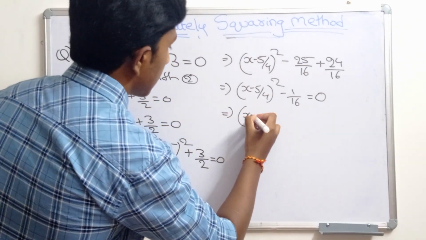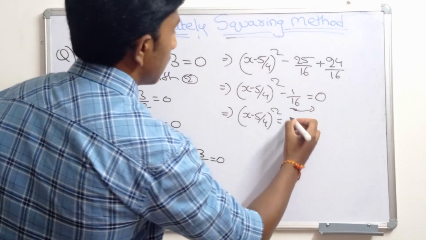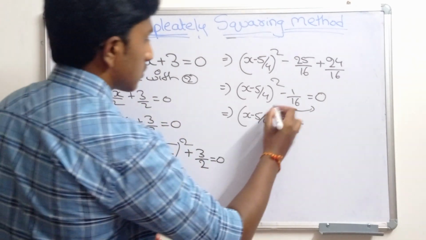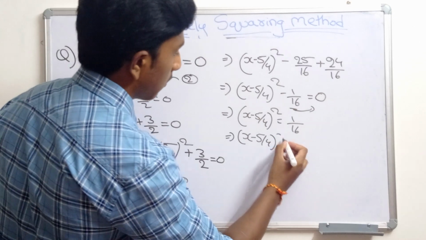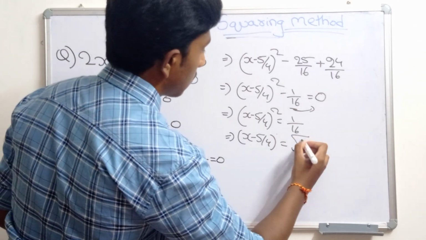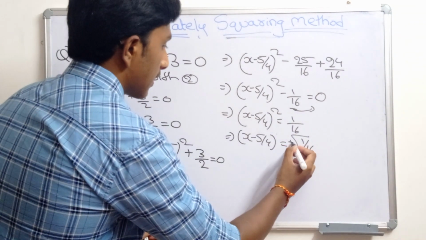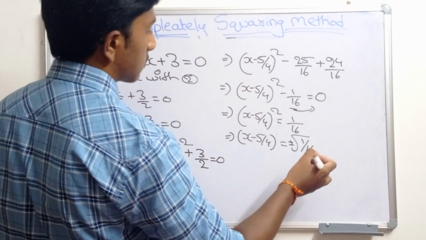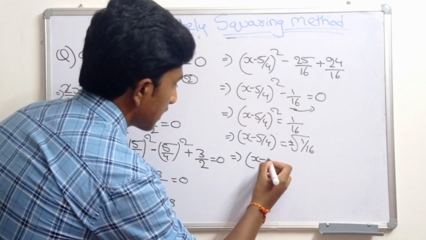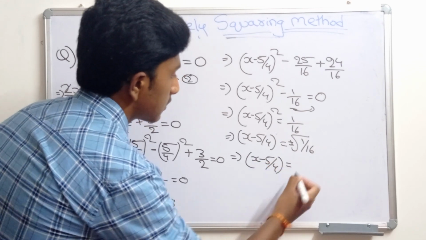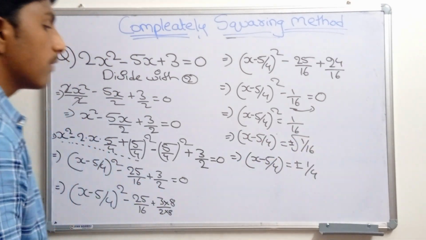So (x minus 5 by 4) whole square is equal to, when we send this term to this side, we get 1 by 16. So when we take the root here, x minus 5 by 4 is equal to plus or minus root over 1 by 16. Guys, is it visible? That means 1 is 1 square, and 16 means 4 square. So x minus 5 by 4 is equal to plus or minus 1 by 4, because (1 by 4) whole square is equal to 1 by 16.